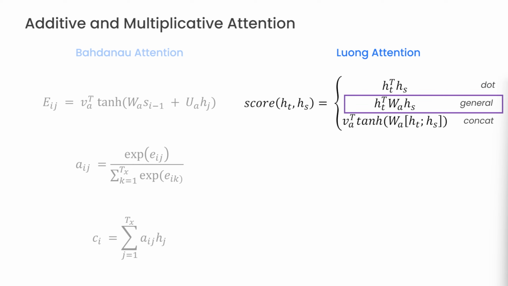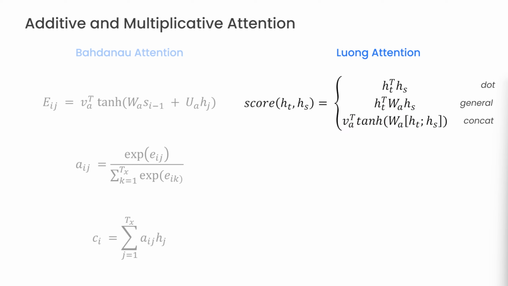Then there's General, a more advanced version of dot scoring, which introduces a weight matrix between the encoder and decoder hidden states. The name multiplicative attention comes from the multiplication process in both the dot and general scoring functions. Finally, similar to Bahdanau attention, we have concatenation scoring. This method combines the hidden state of the encoder and decoder through addition, multiplies by a weight matrix, applies tanh activation, and multiplies by another weight matrix. This produces a score for each encoder hidden state at all time steps.